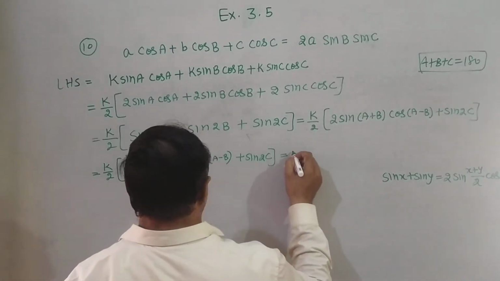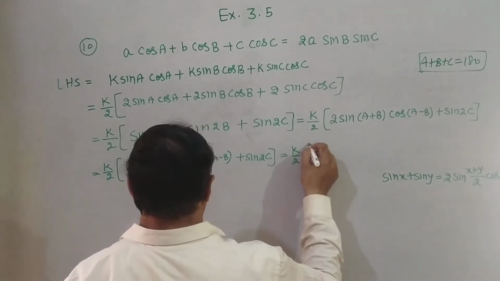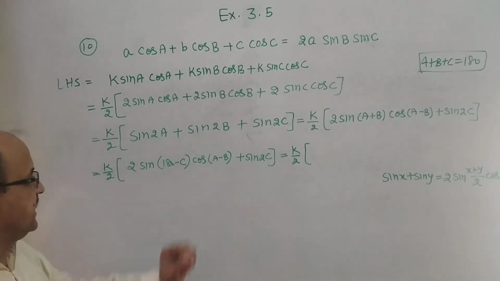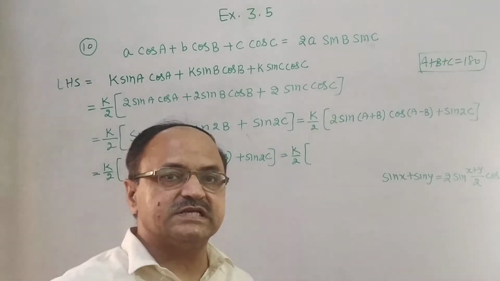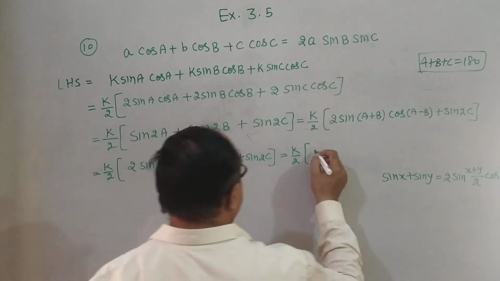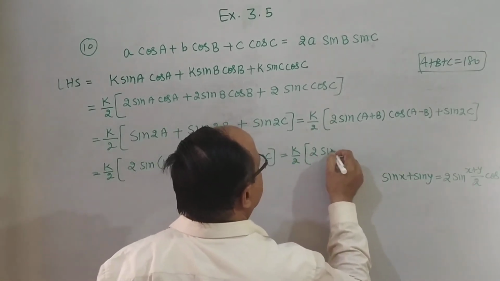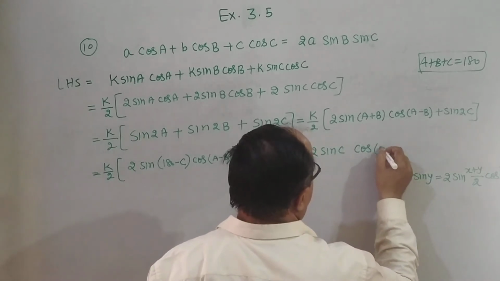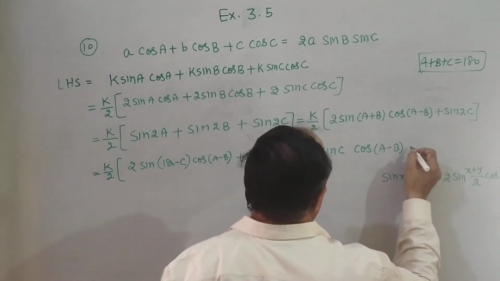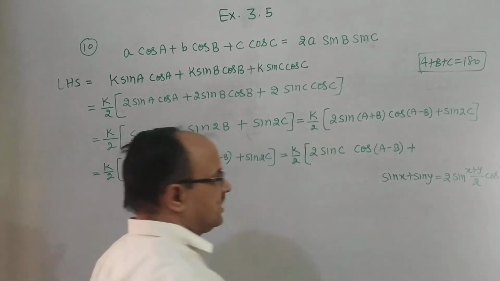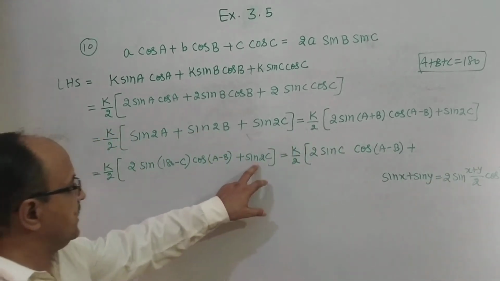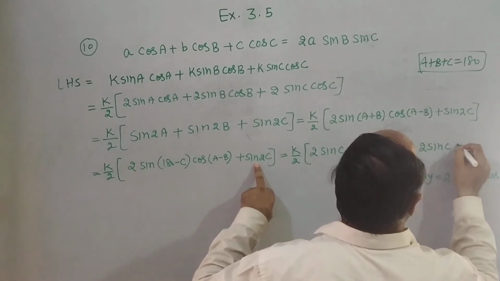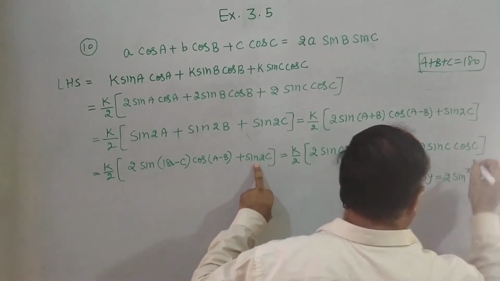And you know that k by 2. Now again the formula sin (180 minus theta) is sin theta, so 2 sin C and cos (A minus B) plus, now put the value of sin 2C, formula sin 2C is 2 sin C cos C, correct?